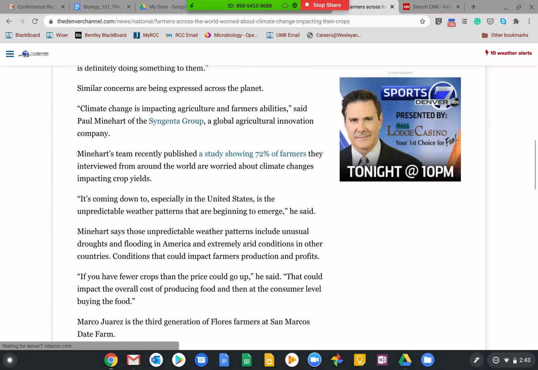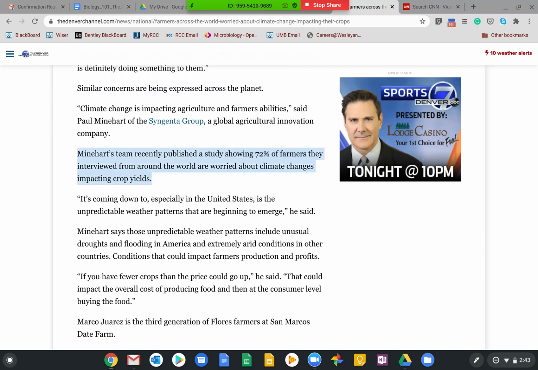But the key here is, it says Meinhardt's team recently published a study showing 72% of farmers interviewed from around the world were worried about climate change. And this is what you're looking for. You're looking for brand new research done by a group of scientists who started by asking a question, went out and collected data, and answered that question or whatever question they could answer with the data that they collected. This is what you're looking for.